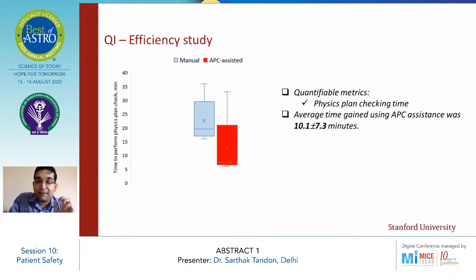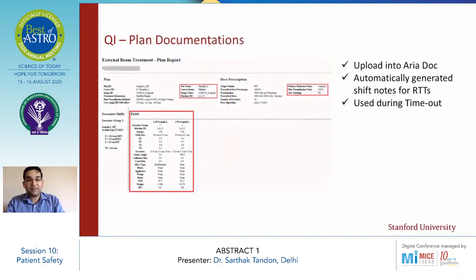What they picked up was 5 errors found in 10 manually checked plans, including high severity errors of the prescription versus plan discrepancy and missing shift notes. In contrast, only 1 error propagated to physics plan check out of the 10 APC checked plans, showing an 80% decrease in error. The average time gained with the APC assistance was about 10 plus minus 7 minutes, which is statistically significant.